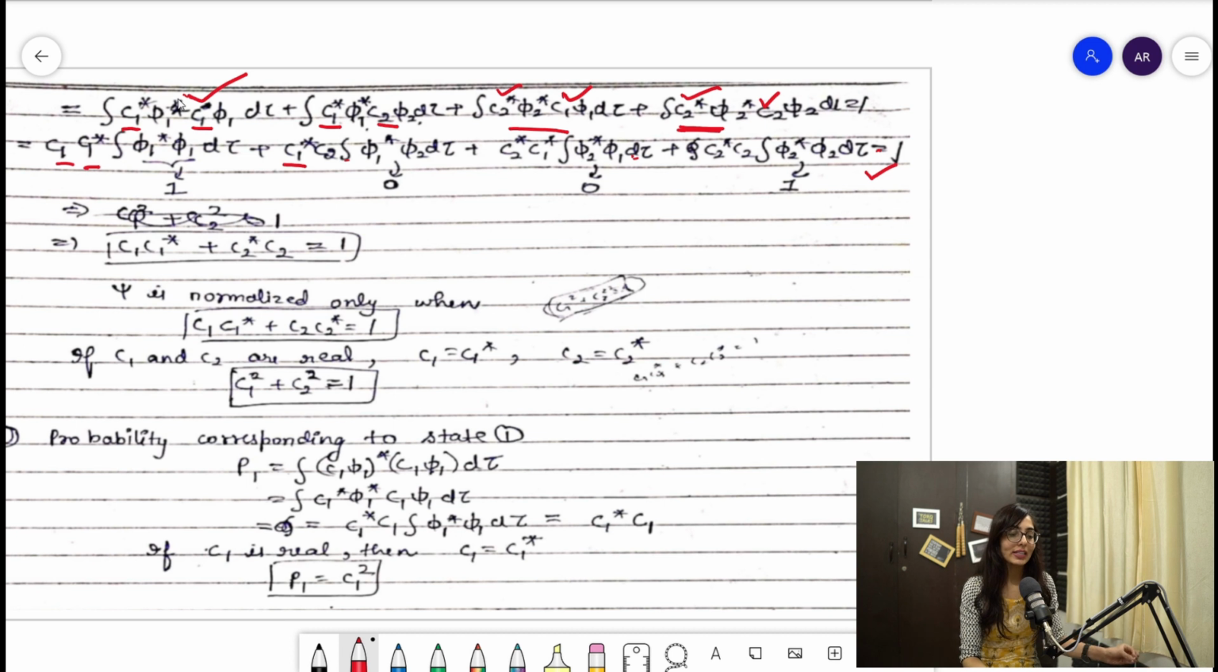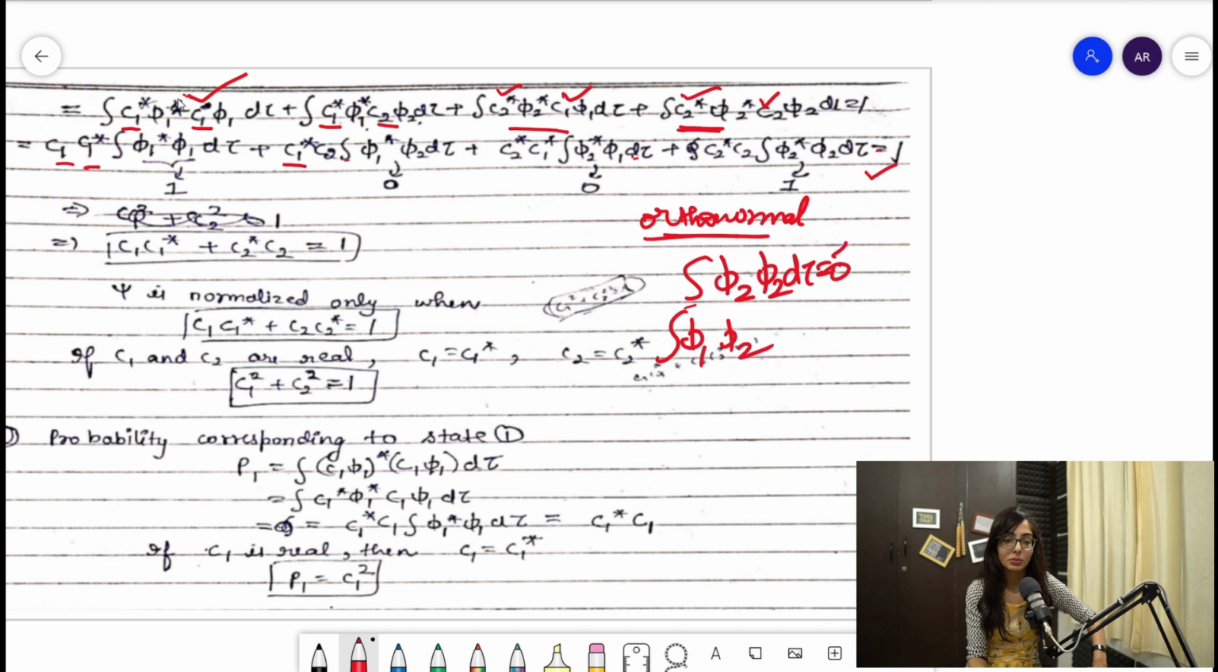Now guys, I told you that the orthonormal condition should be there, because that was the condition for the superposition principle. Orthonormal means phi 1 and phi 1 d tau is equal to 1, and phi 2 and phi 2 d tau is equal to 1, but phi 1 and phi 2 d tau should be equal to 0.